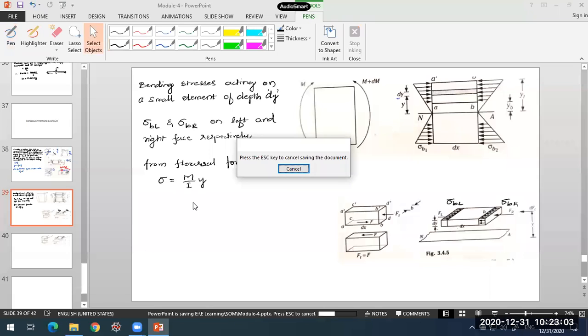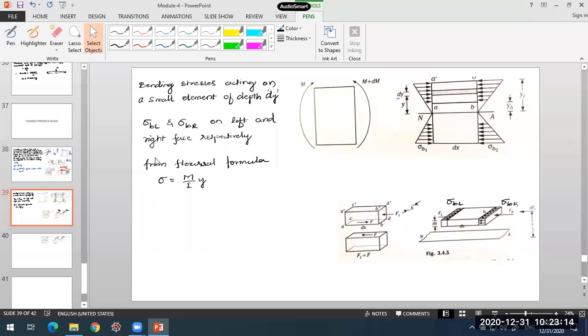If I apply this formula, sigma BL will be equal to simply M by I into y. M is the moment acting on the left face, I is the moment of inertia of the entire beam cross section, and we want the stresses at a distance y from the neutral axis. This is the layer of the neutral axis, and our element is at a distance y from it. So on the left side face, it will be simply M by I into y.